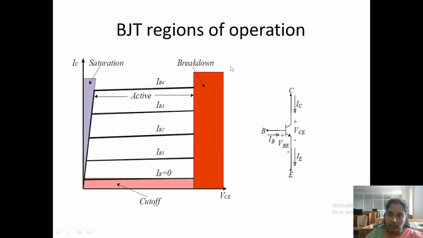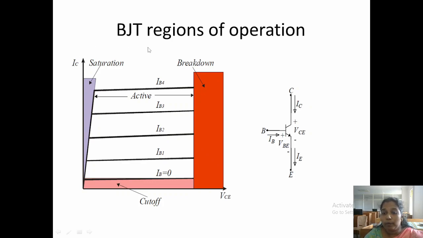So these are the three regions of operation, as I told: the cutoff region, the saturation region, and this is the breakdown region. Symbolically, we have shown the circuit diagram. There is a base, collector, and emitter. The voltage across collector and emitter we call VCE. The voltage across base and emitter we call VBE. Here we have drawn the collector-emitter voltage on the x-axis and the collector current on the y-axis. We are drawing the graph of voltage across collector-emitter versus collector current.